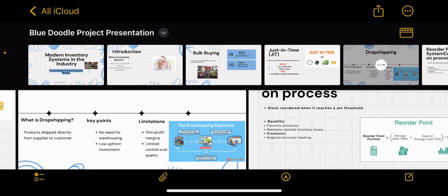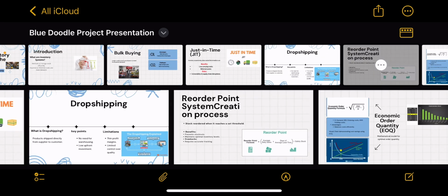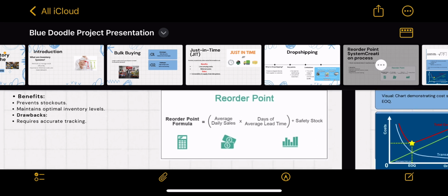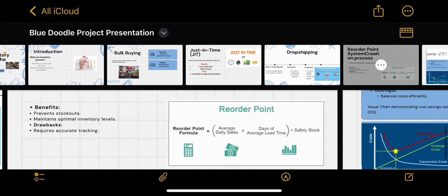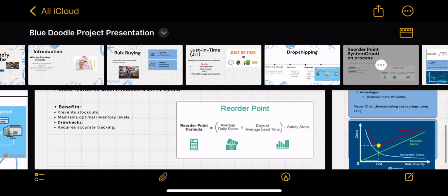The next one is the reorder point system: stock is reordered when it reaches a set threshold. The benefit of that is that it prevents stockouts and maintains optimal inventory levels. We can appreciate the formula in the image.